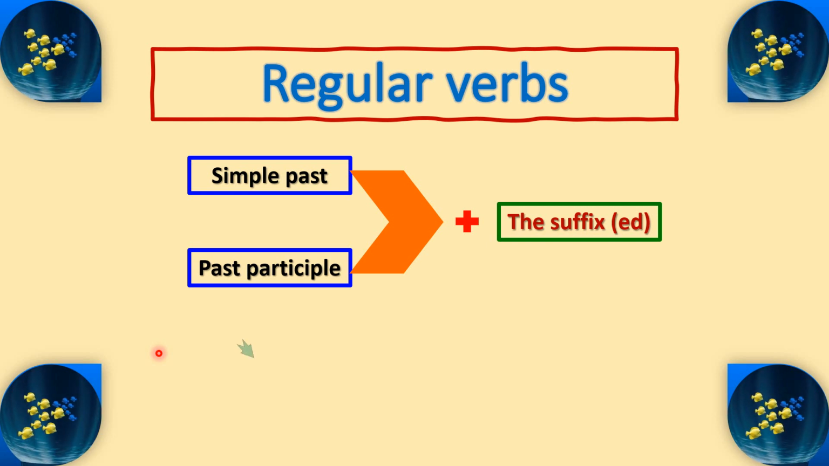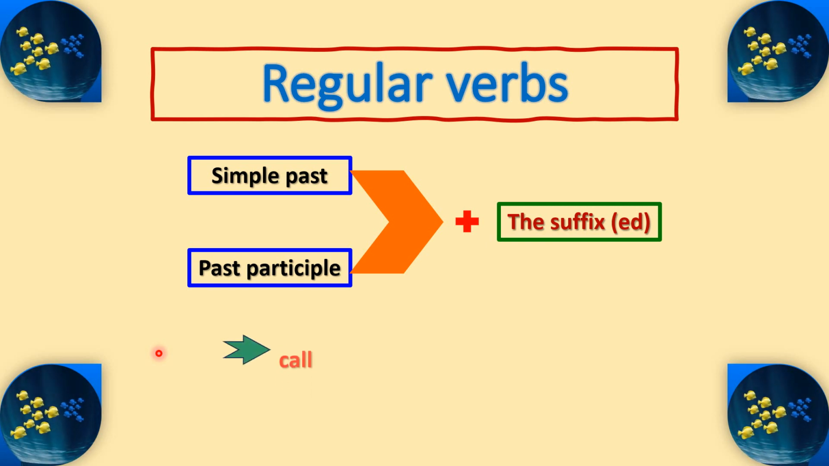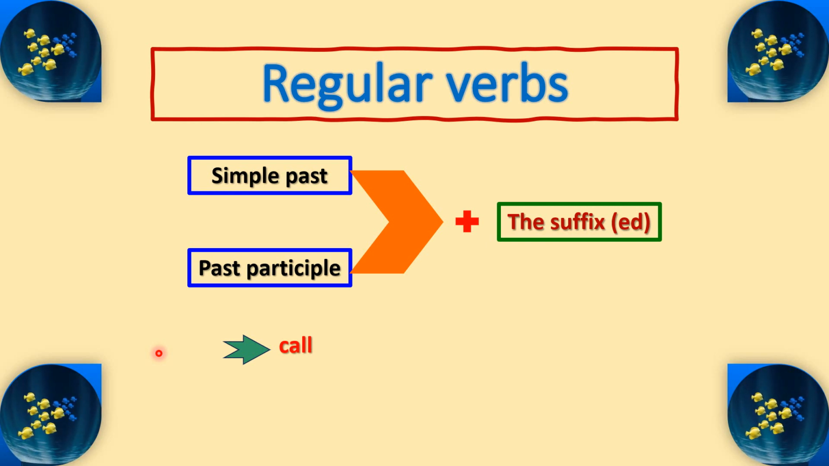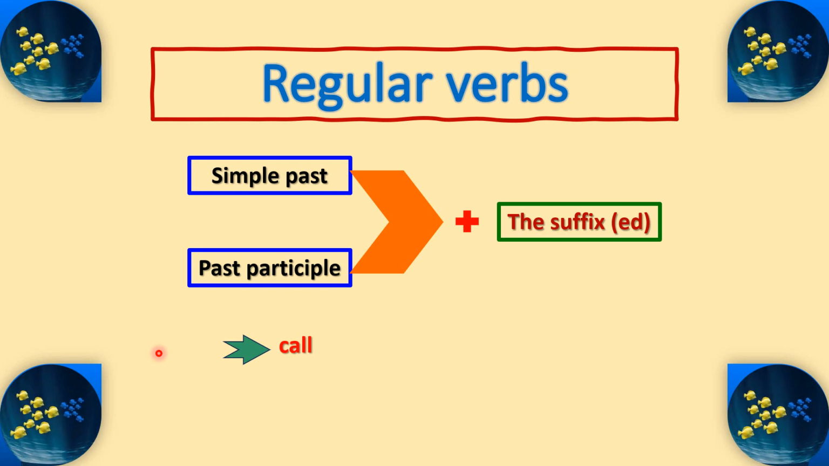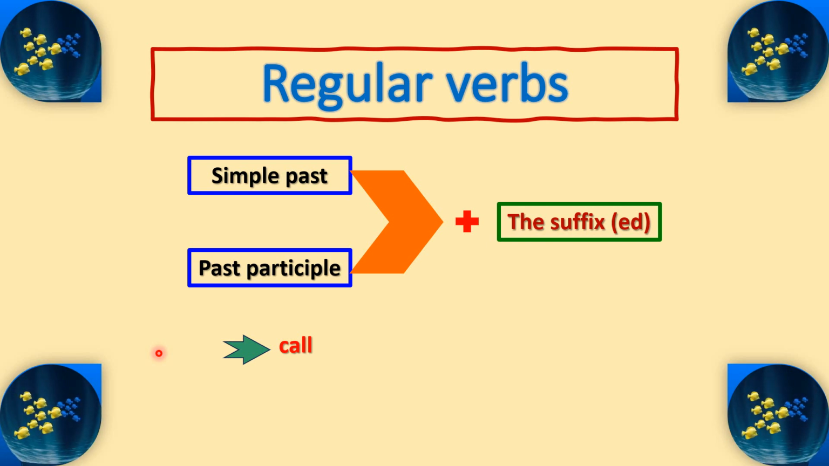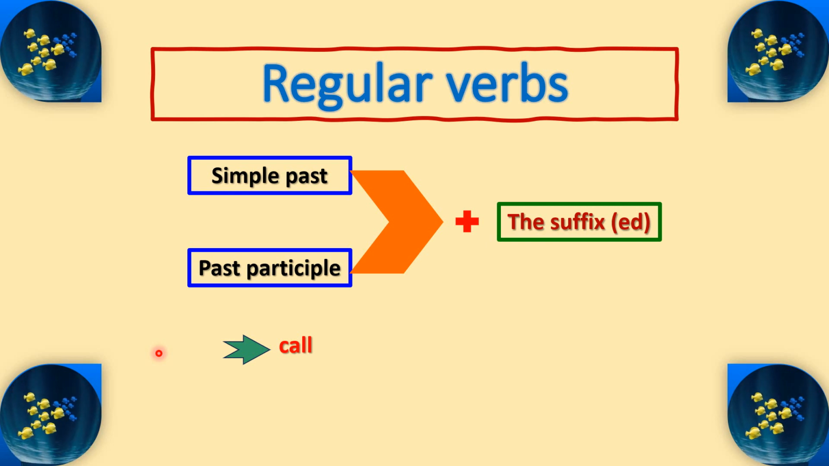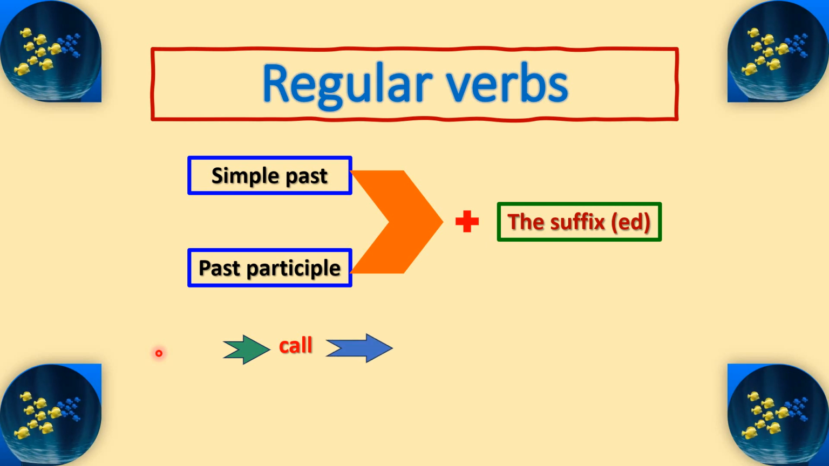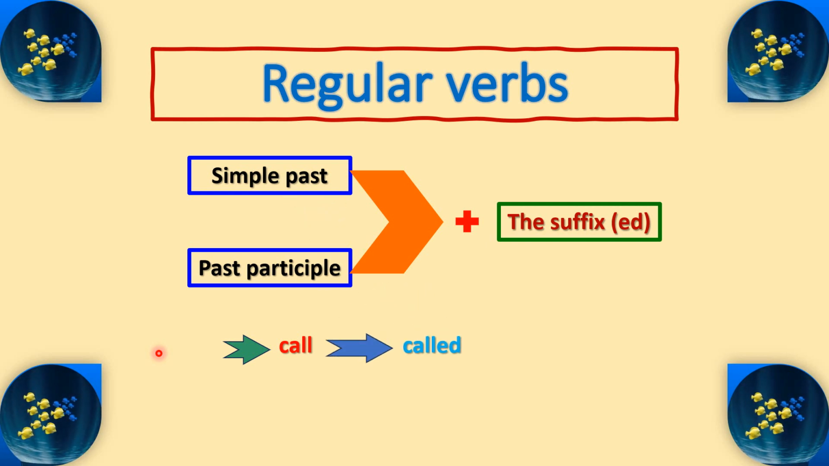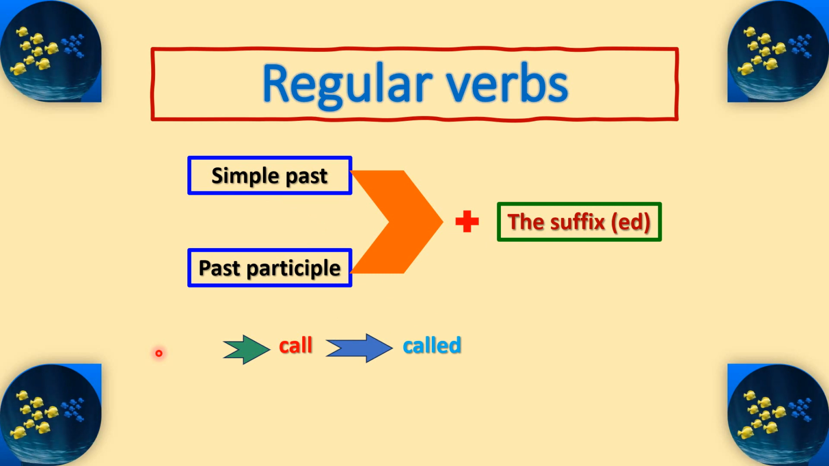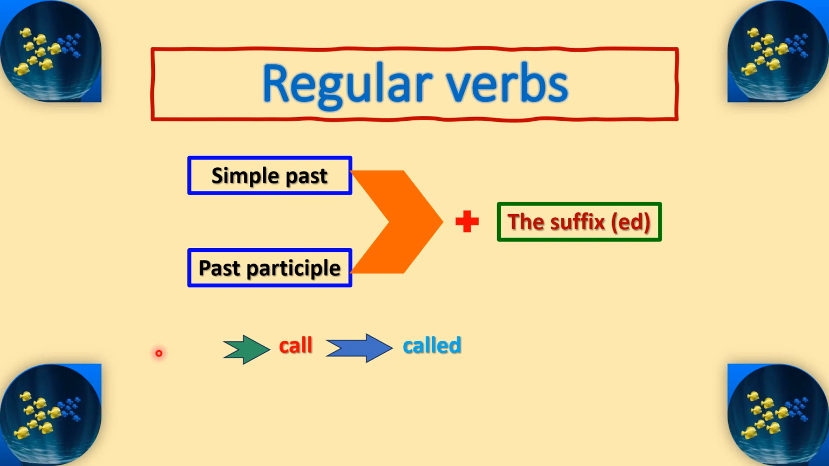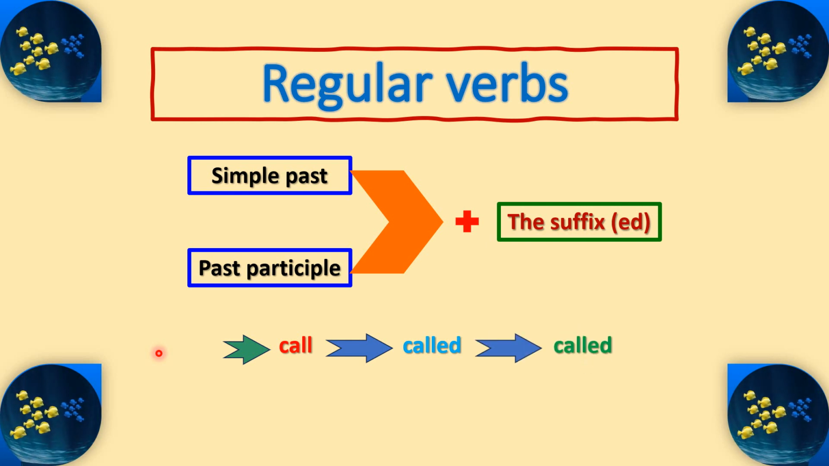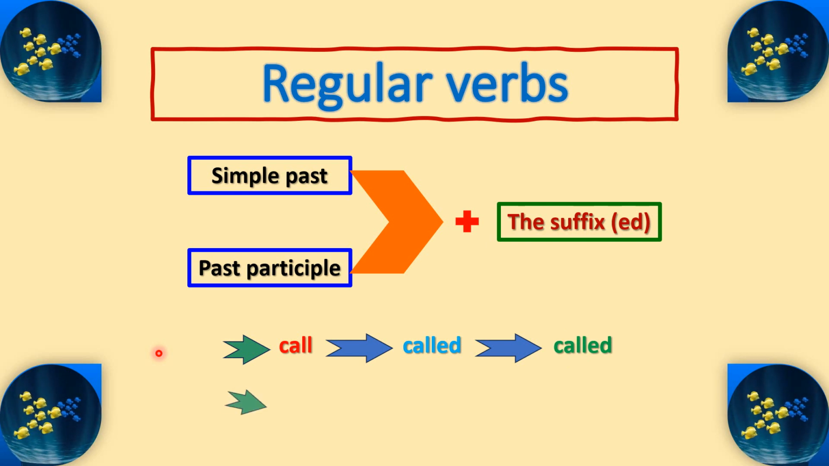Let's have an example, the verb call. This is the infinitive, to call. So what is the simple past of the verb? Can you give me the answer, please? Yes, called, because we add the ed to the end of the verb. This is the simple past. And the past participle is also called. Very good.